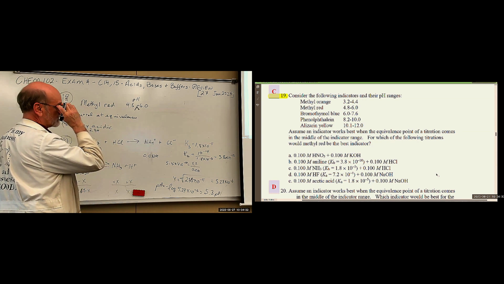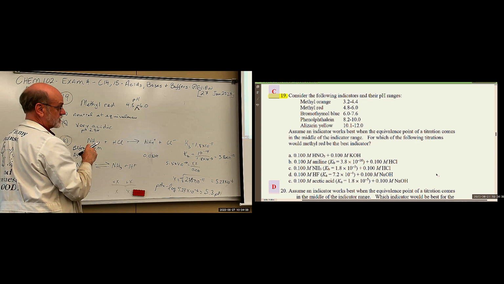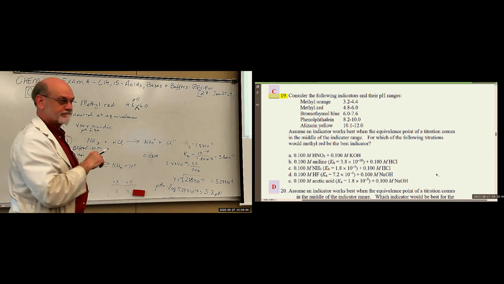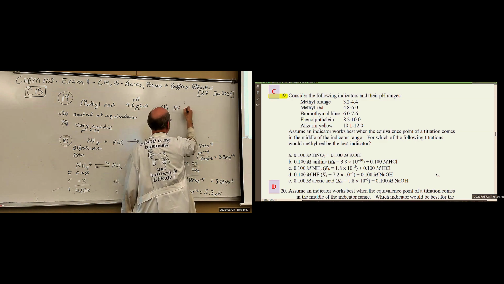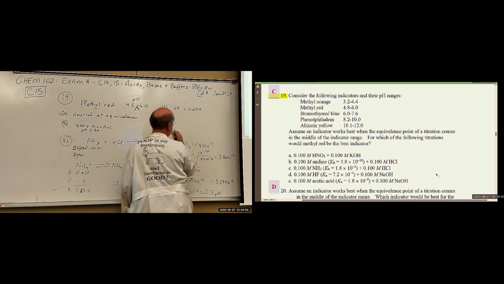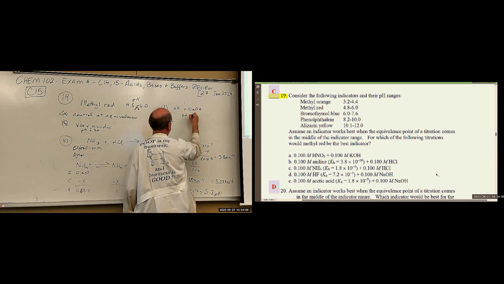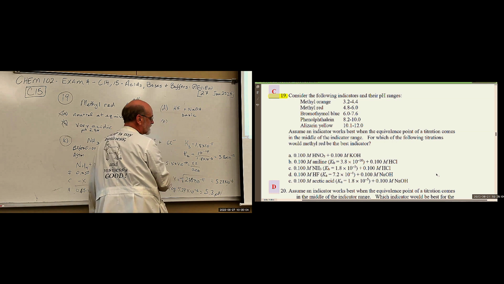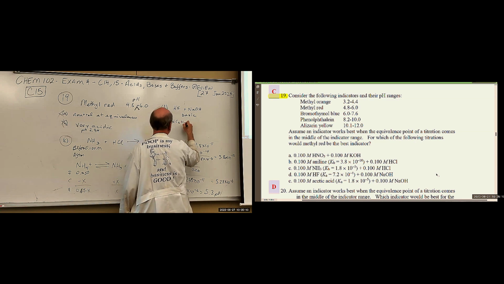HF and sodium hydroxide. Weak acid, strong base, that's going to be basic. Yeah, D. If you have a weak acid and a strong base, then at equivalence, it's going to be basic. So it won't fit in this region. And E, acetic acid and sodium hydroxide. Same thing. HC2H3O2 plus sodium hydroxide, that's also going to be basic.